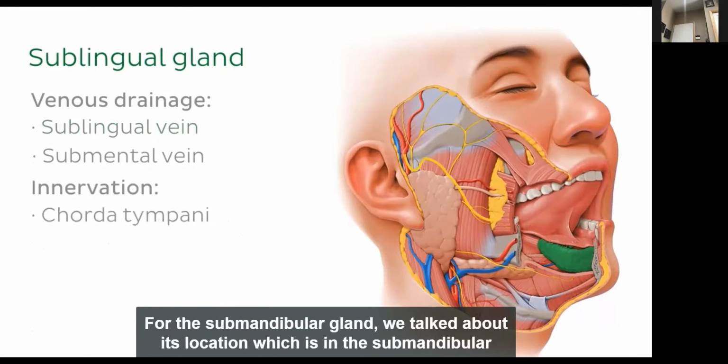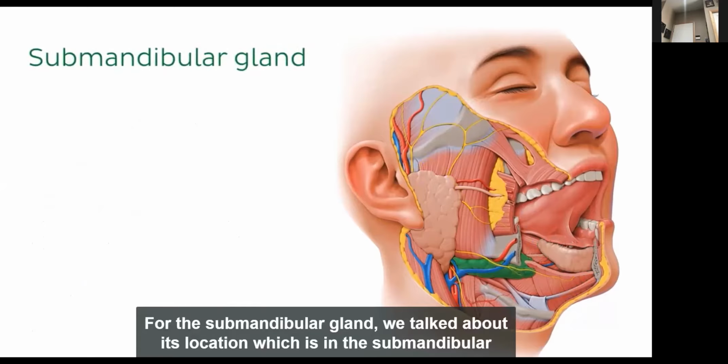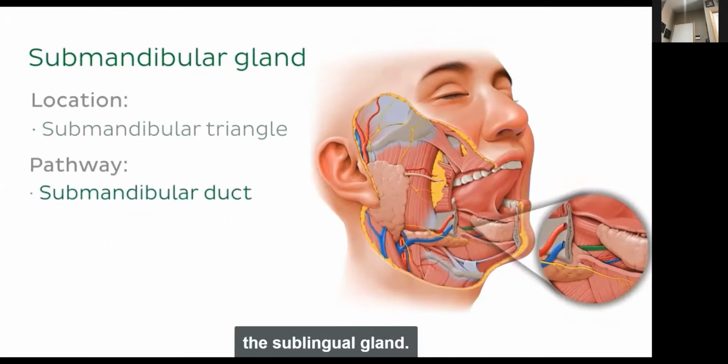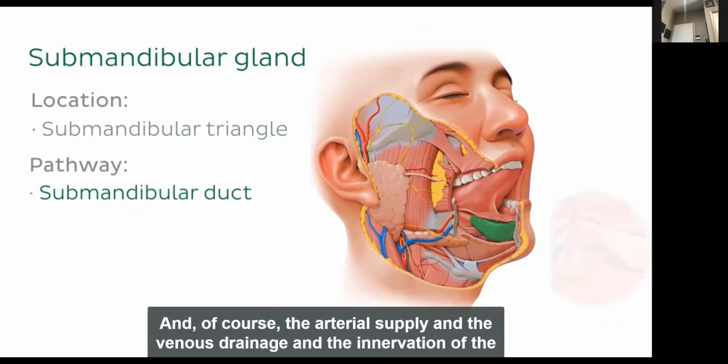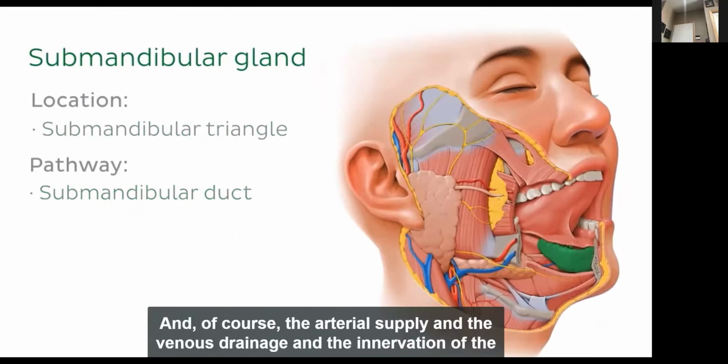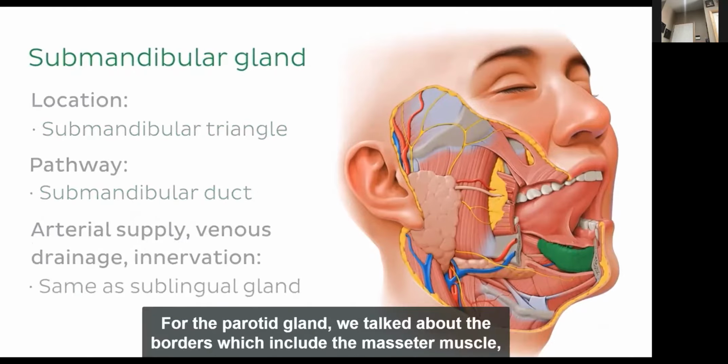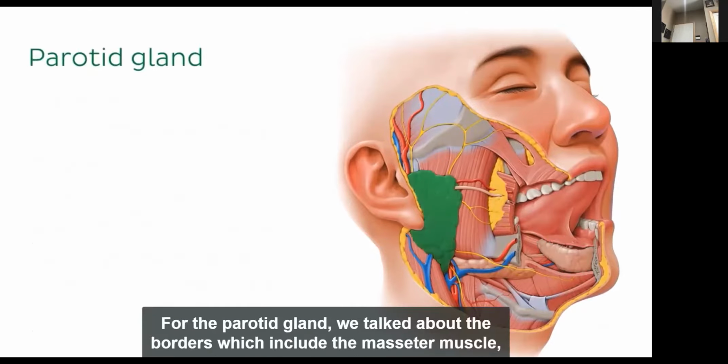For the submandibular gland, we talked about its location, which is in the submandibular triangle, and how the pathway of its duct, which you can see highlighted in green, runs towards the sublingual gland. And of course, the arterial supply and the venous drainage and the innervation of the submandibular gland is the same as the sublingual gland.